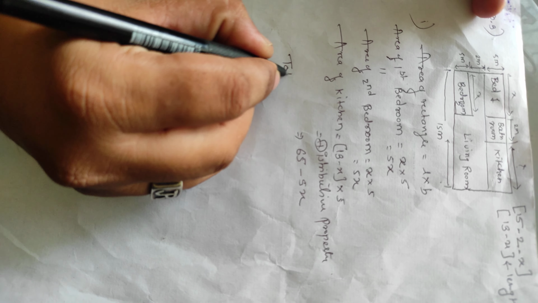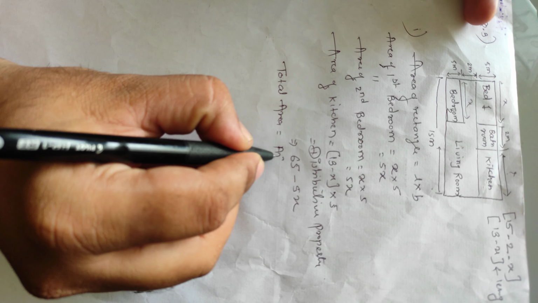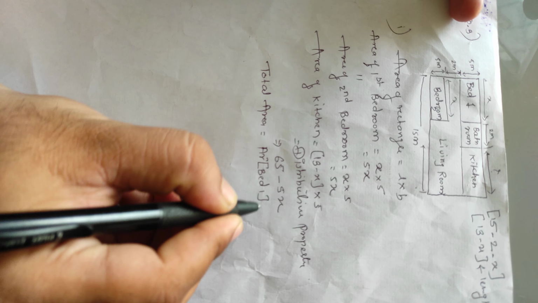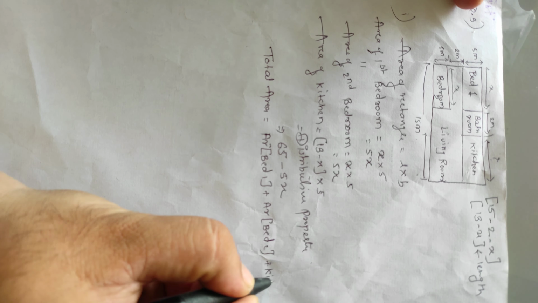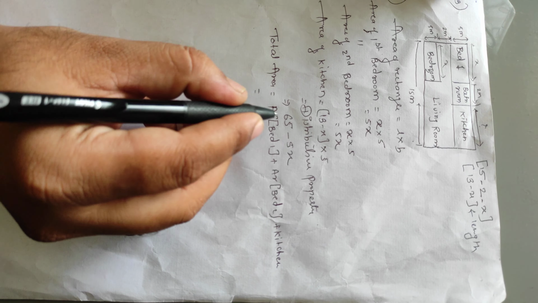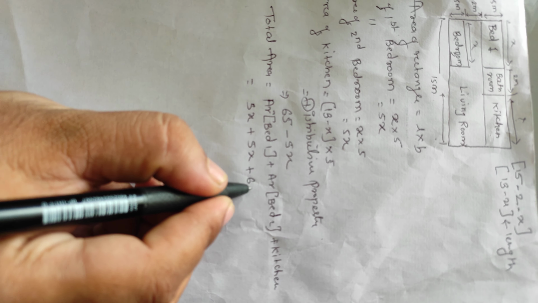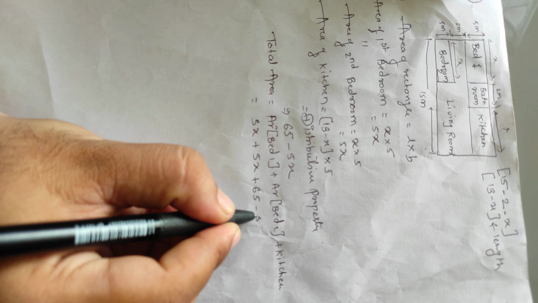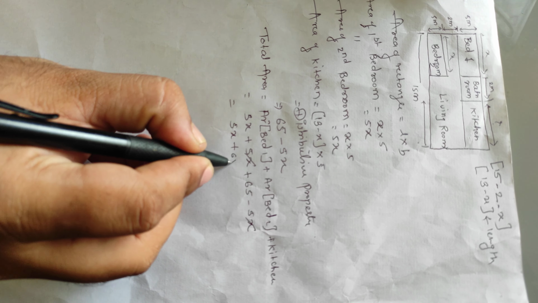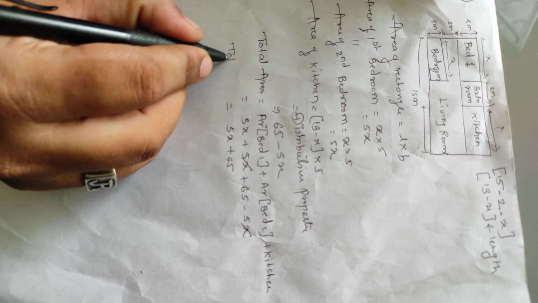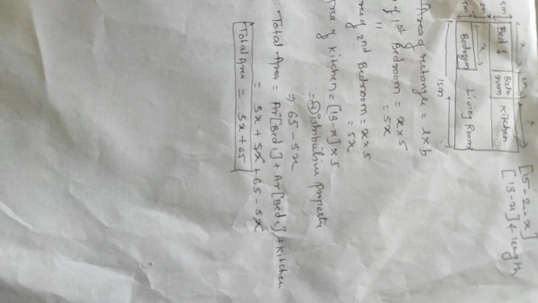So they are asking for the total area. Now to calculate the total area, you have to add the area of bedroom 1 plus the area of bedroom 2 plus the kitchen, right? The area of bedroom 1 is 5x, bedroom 2 is 5x, and the kitchen is 65 minus 5x. Minus 5x and plus 5x get cancelled. So our answer is 5x plus 65 is the total area. Okay, so this is the first question's answer.